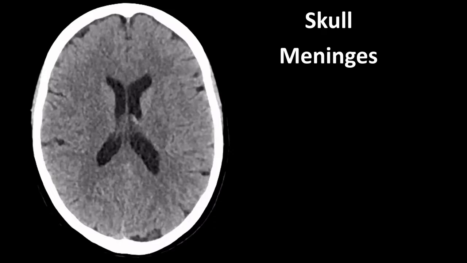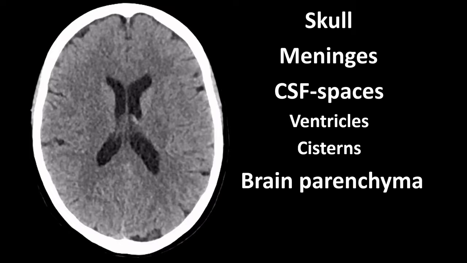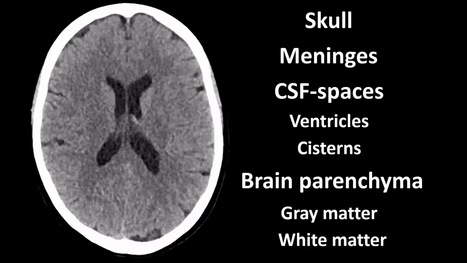meningeal layers cannot be clearly seen on CT, it is important to have an idea of the anatomy of the meninges of the brain. Then we're going to talk about the cerebrospinal fluid spaces of the brain, like the cerebral sulci, the ventricles, and the basal cisterns. And lastly, we're going to talk about the anatomy of the brain parenchyma, both gray matter and white matter. So let's start with the outside.